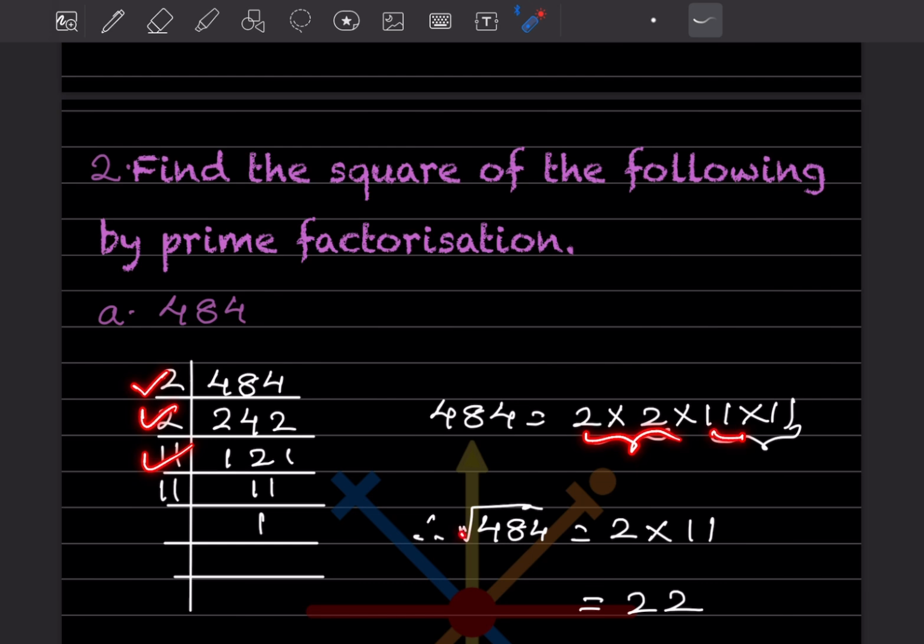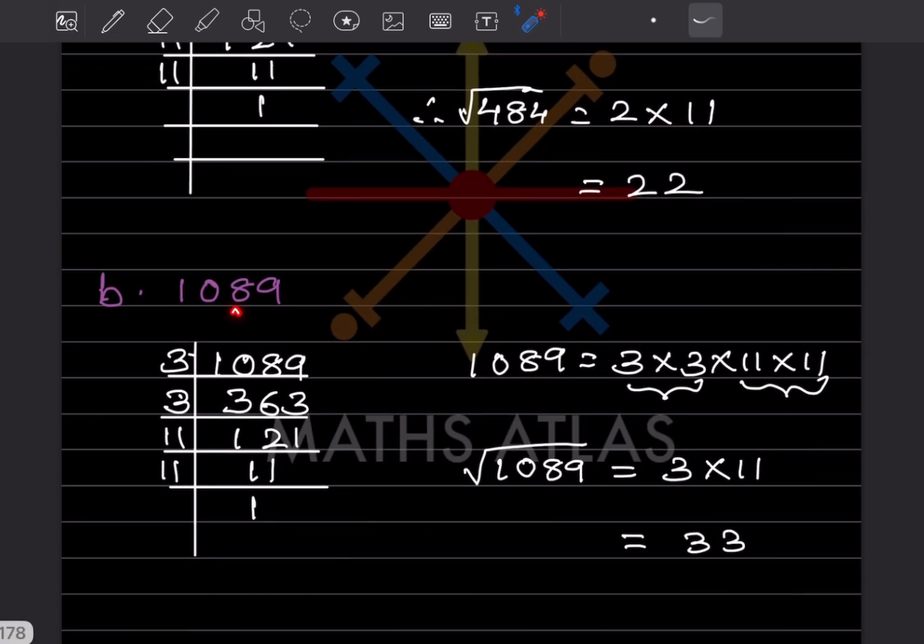So root of, because we want the square, you'll take this one because it is a square, you are just going to take one from each pair, that is going to be 2 into 11, that is 22. For this one again, these are the factors. So root of 1089, that is going to be 3 into 11, that is going to be 33.